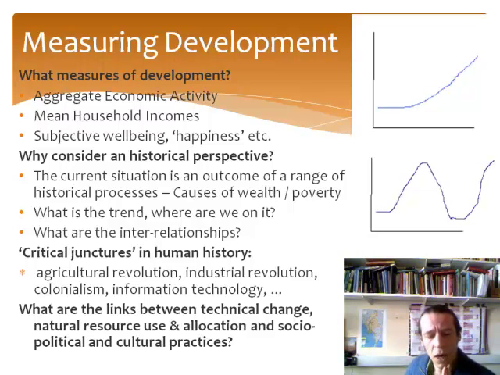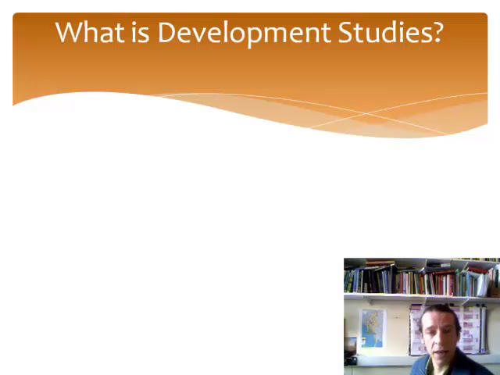And also, as we do that, we can think about what are the links between technical change, resource use, and economic production, maybe socio-economic and political issues. Because in development studies, we're usually looking at interdisciplinary approaches where we find the natural resources, the economic processes and the social processes come together in reality.